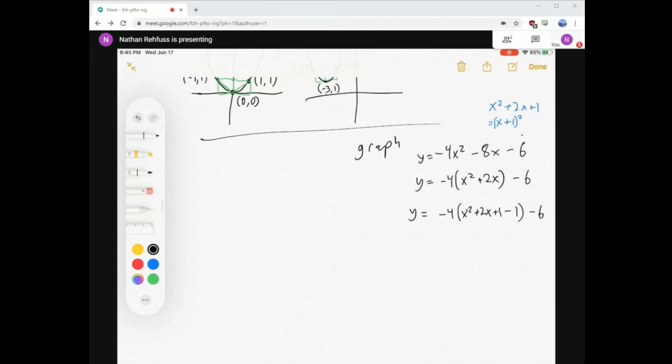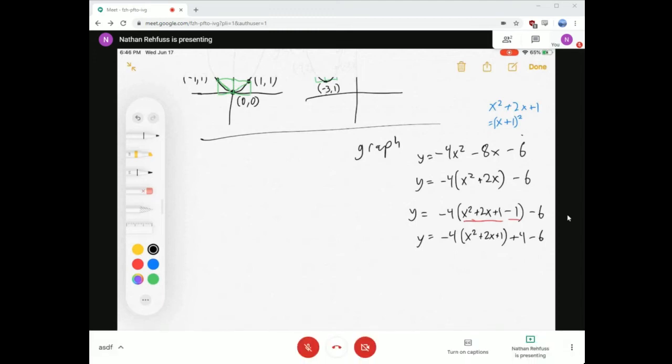How will I resolve that? Well, it's not too tough. I'll distribute the -4. This is goofy, but watch along. I'll distribute it to these two. So the first three terms, I'll keep the -4 factored. The last term, -4 times -1, is +4. So now our equation looks like this. And what that gets me is I have -4 times x plus 1 squared, and then +4 minus 6, that's a -2.